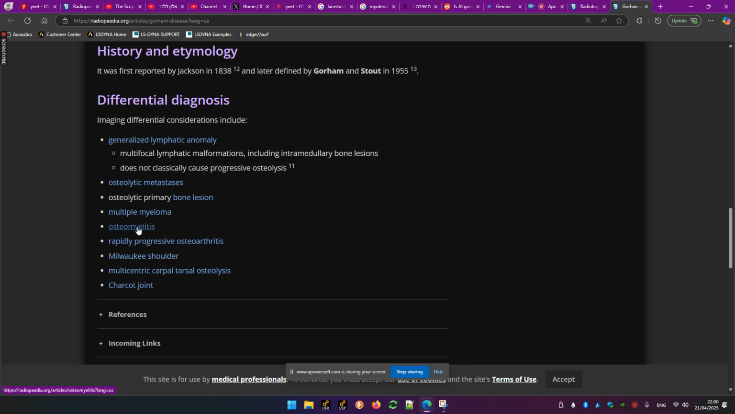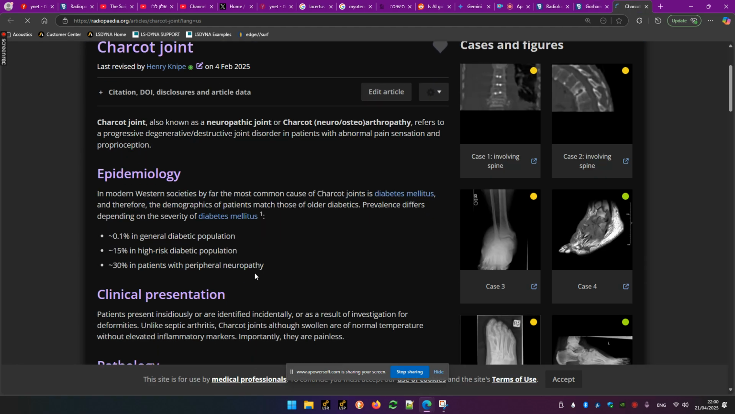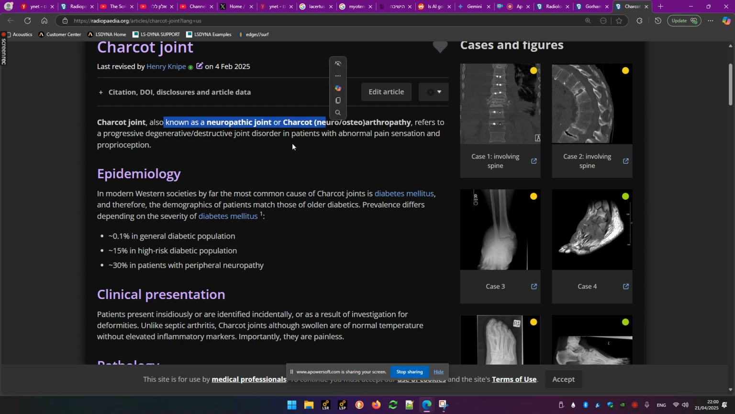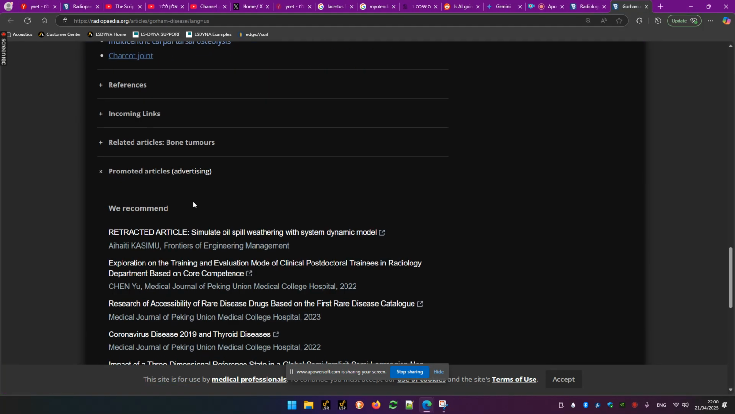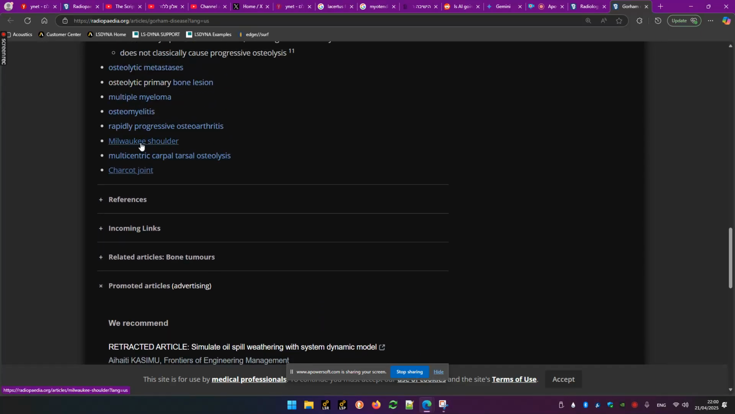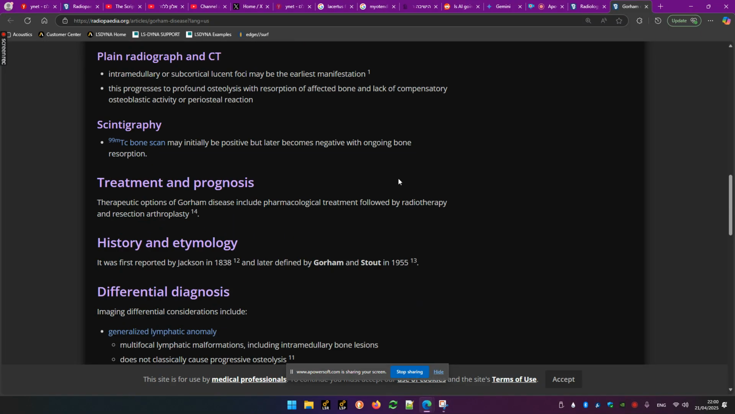The patient should be with high fever usually. Other differentials are rapidly progressive osteoarthritis, usually in older patients, multicentric carpal tarsal osteolysis, and Charcot joint. This joint is probably in diabetic patients, so it's neuropathic. Diabetes mellitus is the most common cause of Charcot joints, as we know. And then multicentric carpal tarsal osteolysis and Milwaukee shoulder. I don't know what it is.